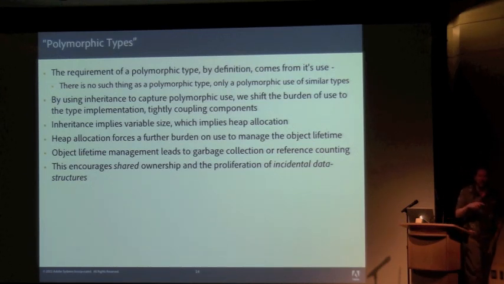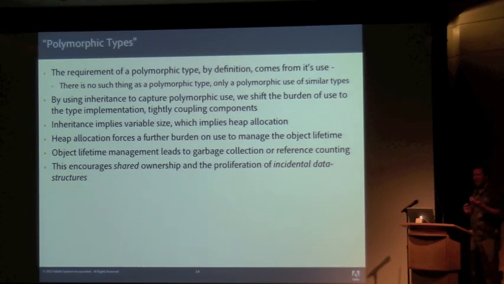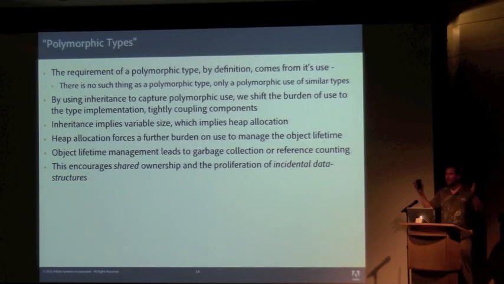It's also wrong in another very fundamental way, which is there is no such thing as a polymorphic type. What's the definition of polymorphism? It's the ability to treat many types as if they were the same type. That is a requirement on the usage of a collection of types. So when you say, I've got a polymorphic shape type, no. What you're really saying is, in one piece of my code, I need to deal with a collection of things that satisfy the requirements of a shape. A rectangle satisfies the requirements of a shape, but a rectangle itself is not inherently somehow polymorphic.